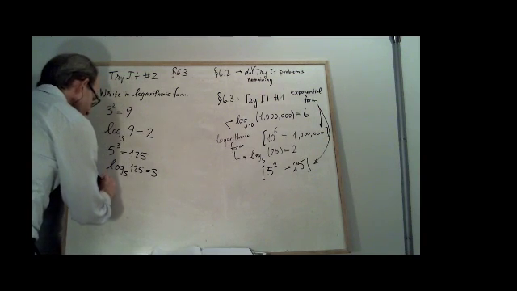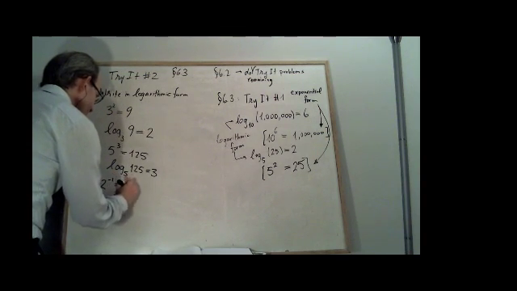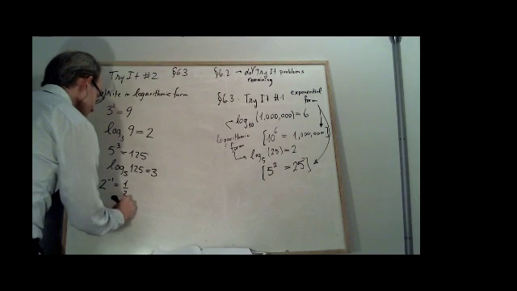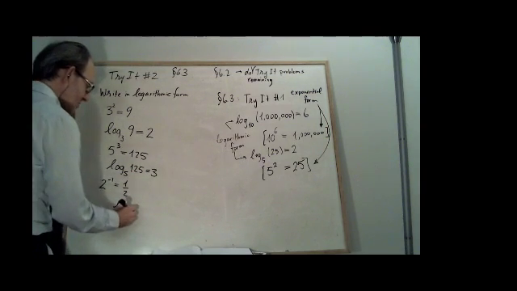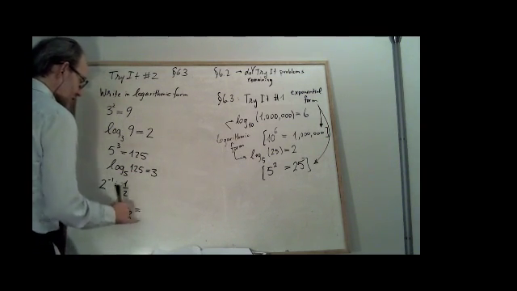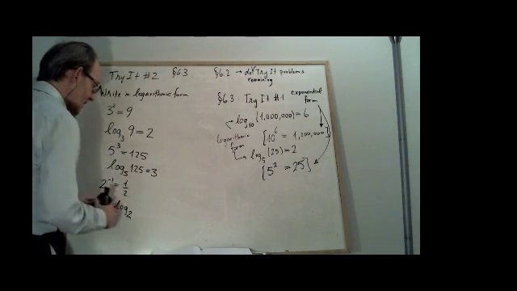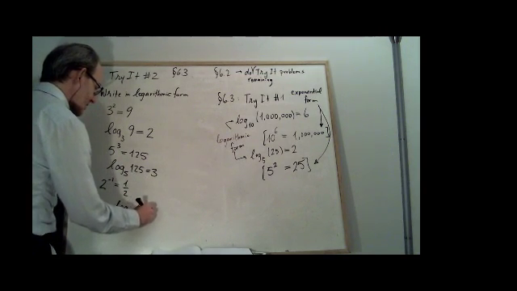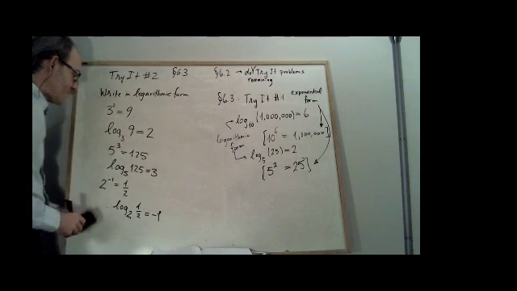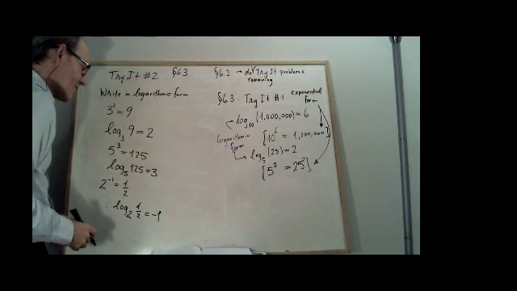All right, and finally 2 to the minus 1 is 1/2. The logarithmic form is log base 2 of the final value 1/2 is minus 1. Okay. All right.